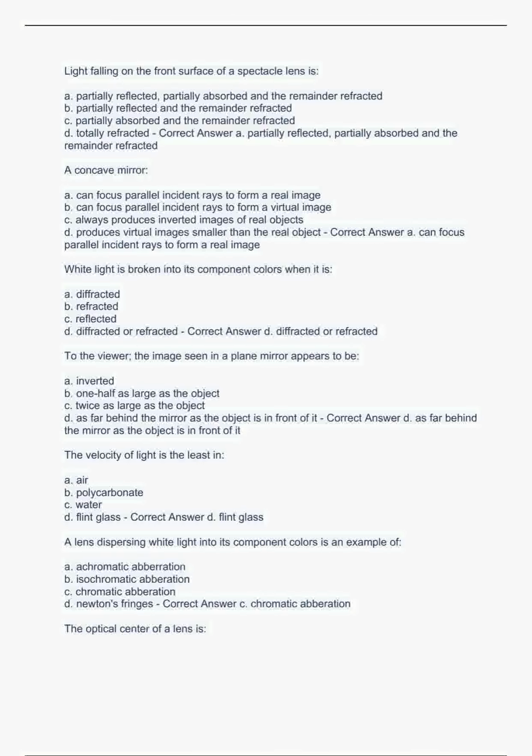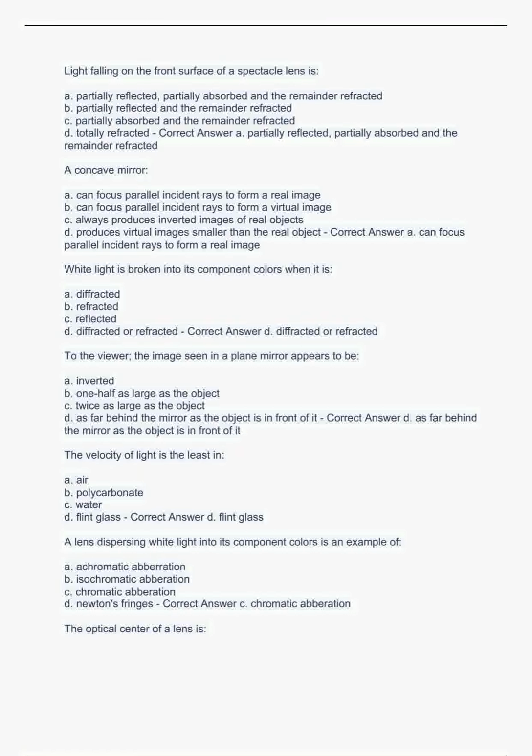A concave mirror: A. Can focus parallel incident rays to form a real image. B. Can focus parallel incident rays to form a virtual image. C. Always produces inverted images of real objects. D. Produces virtual images smaller than the real object. Correct answer A, can focus parallel incident rays to form a real image.